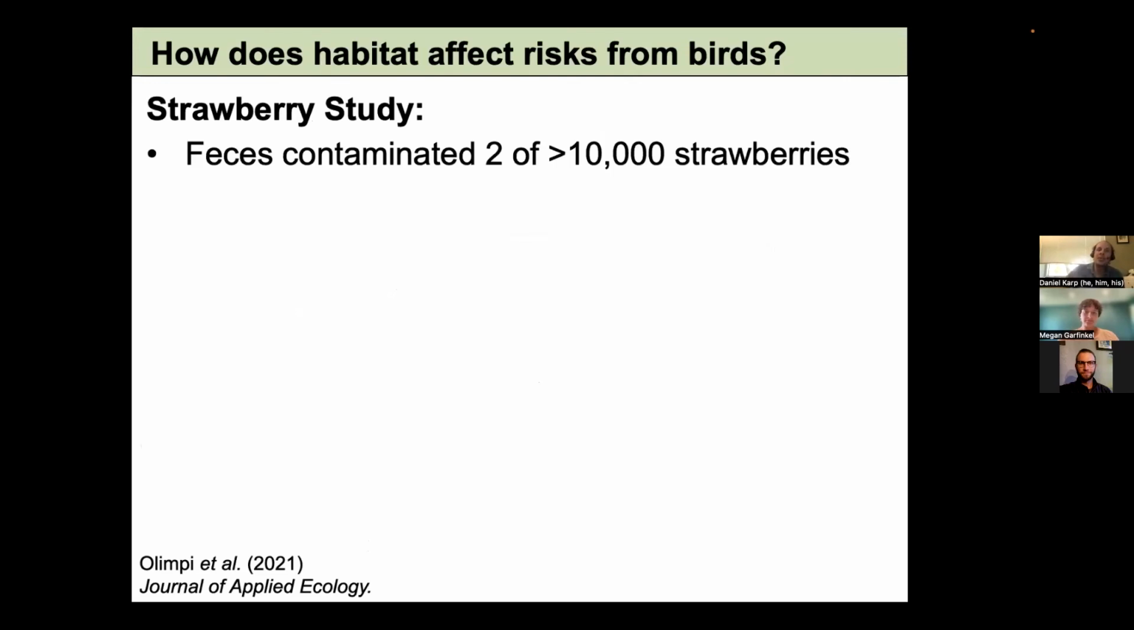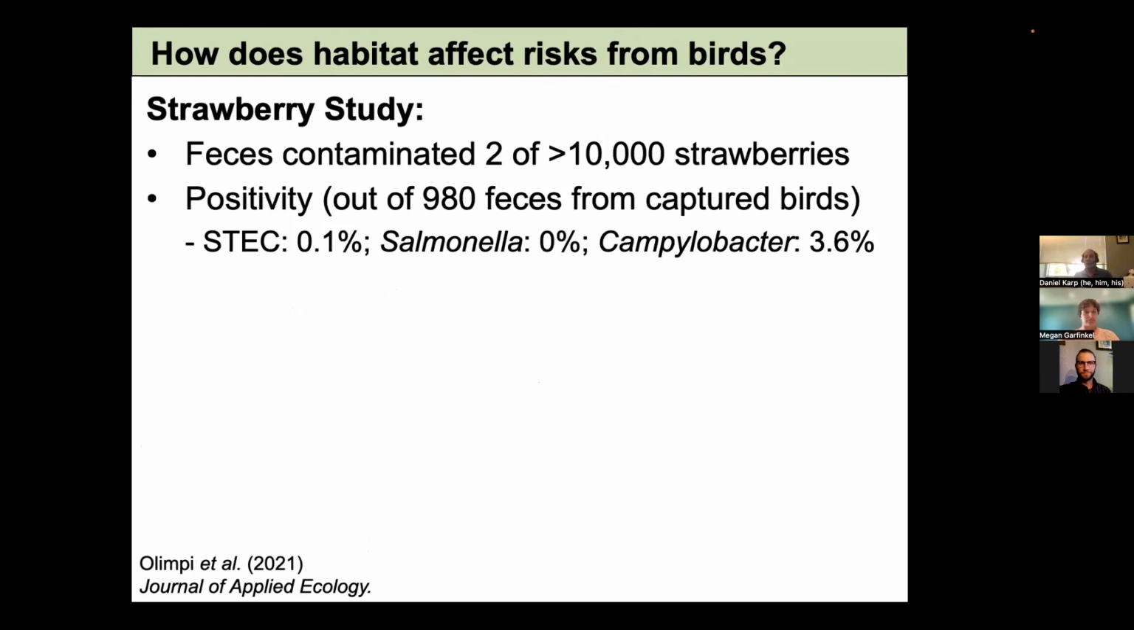So the first thing to note is that bird feces only directly touched or contaminated 2 of the more than 10,000 strawberries we looked at. That said, we know that irrigation water can spread the contaminants, the pathogens, around. So even if it's not directly touching, it still might be a risk. So what about the bird poop we collected from the birds? Well, foodborne pathogens were actually pretty rare. STEC, that's the form of E. coli that gets you sick, was only found in 0.1% of birds. Salmonella was found in 0% of birds. And Campylobacter was found in 3.6% of birds, all right?